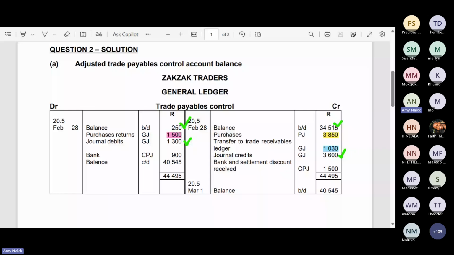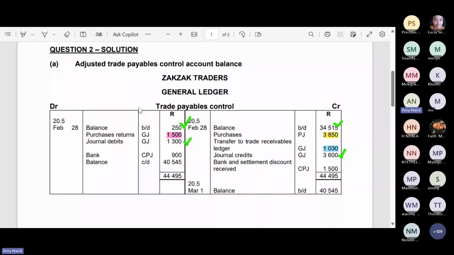Again, please don't do it like this in your sessions. This is just to aid you to understand why the transactions look the way they do, and also to allow you, when you see a question like this, to know what is the first thing you do? For example, you bring down your balances. What is the last thing you do? So I'll do it in a way that you need to apply the thinking behind how to complete a trade payables control or a trade payables listing.